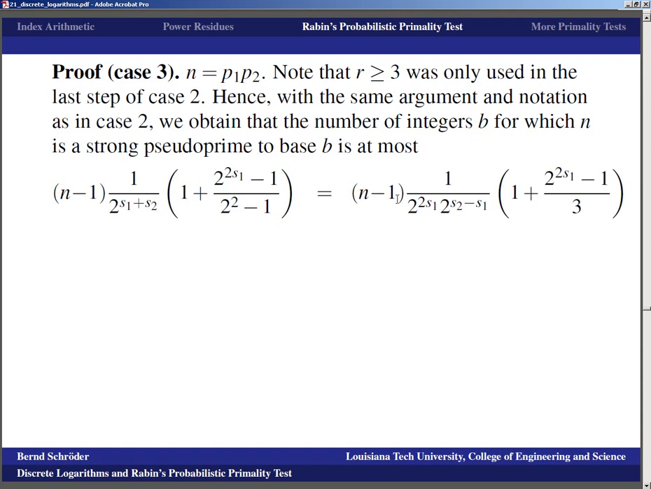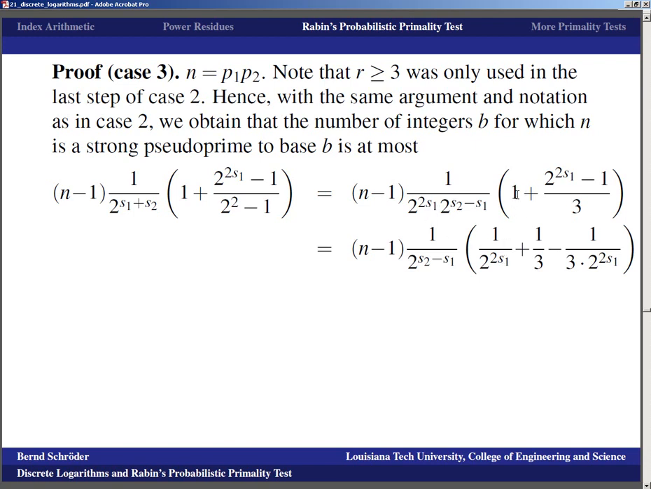Now we're actually doing equality, so n minus 1 is kept. If I factor a 2 to the 2s1 out of 2 to the s1 plus s2, what I end up with is 2 to the s2 minus s1. And the part in the back here, yeah, I just used some very sophisticated math to realize that 2 squared minus 1 is 4 minus 1, which is 3. So nothing much happened here. That is n minus 1, 1 over 2 to the s2 minus 1, 1 over 2 to the 2s1 here.